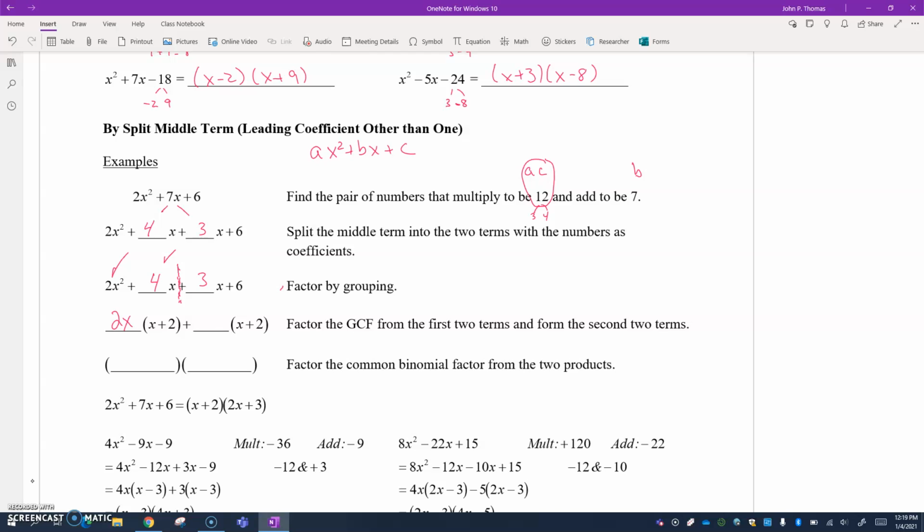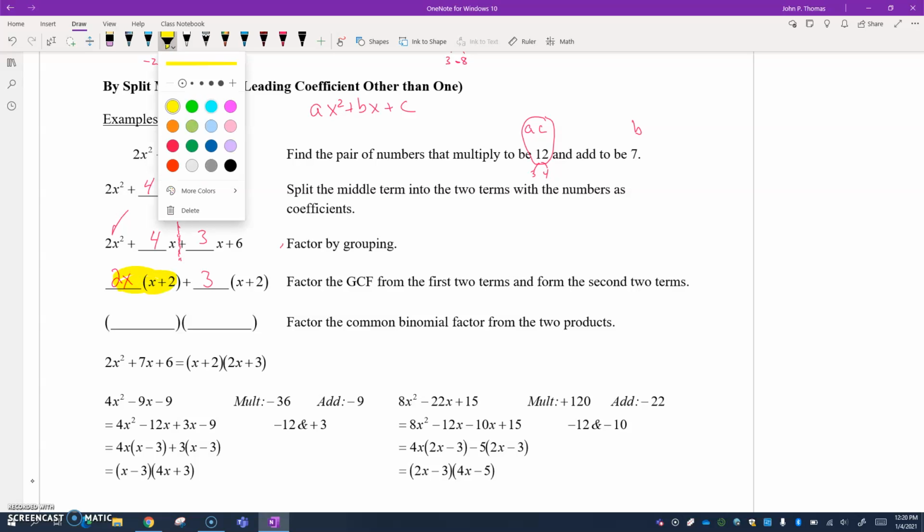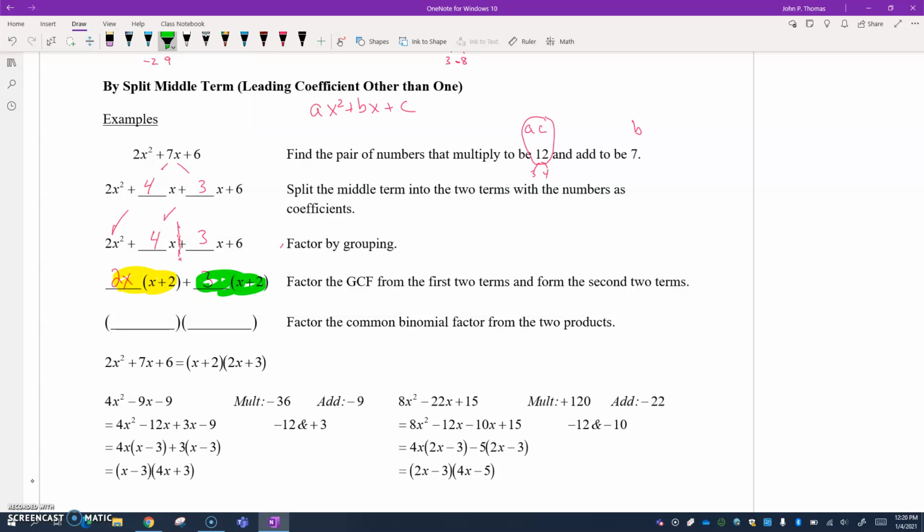All right, in the second half of this, I can factor 3 out, and that leaves me with an x plus 2. Now, at this point, we're going to factor the x plus 2 out of both of these big terms. When I talk about the big terms, this whole first piece is one, and this second piece is the other. I'm factoring out the common factor, which is that x plus 2. So the x plus 2 comes out front, and then I'm left with the 2x in the first spot and the plus 3 in the second spot. And that's our factorization. That's split middle term as the technique.